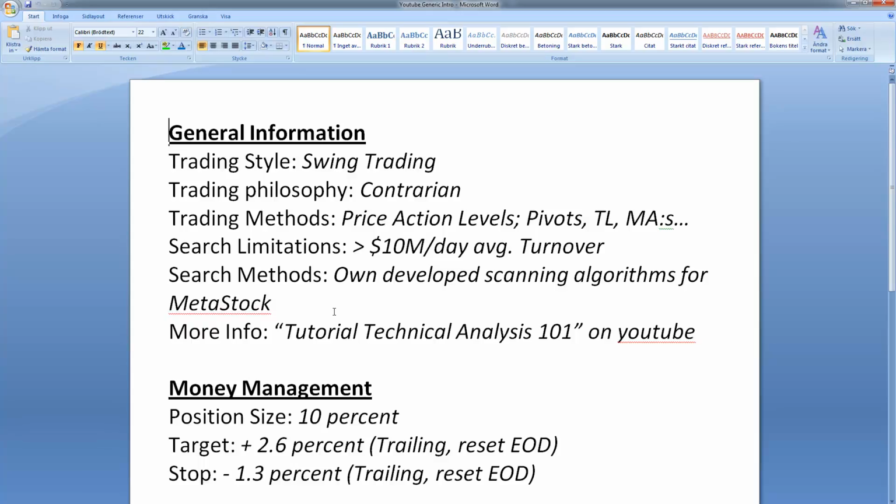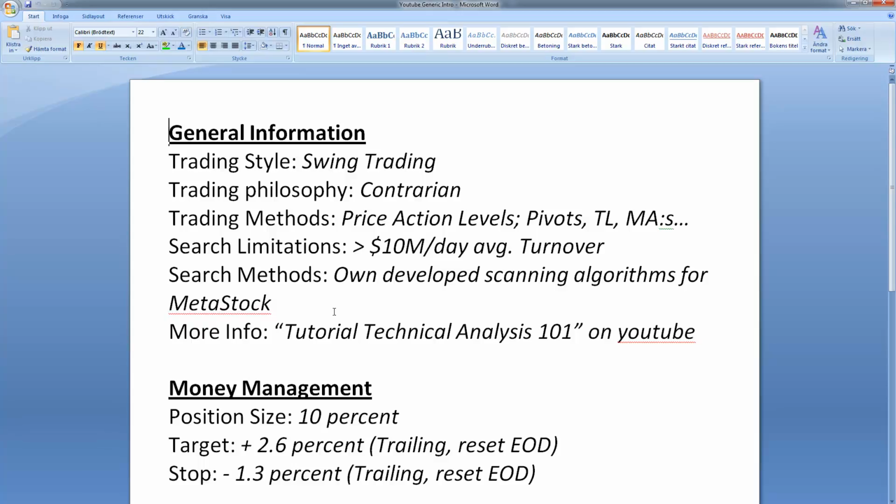I'm only looking at stocks with a daily average turnover of more than $10 million. I built my own scanning algorithm with the Metastock platform. If you want to know more about the philosophy and psychology, how price action levels are working, please watch my tutorial Technical Analysis 101 on YouTube.